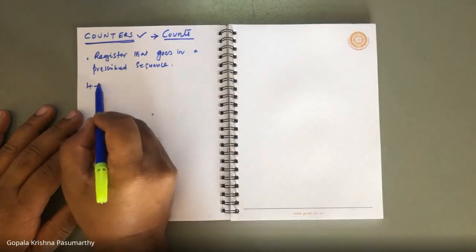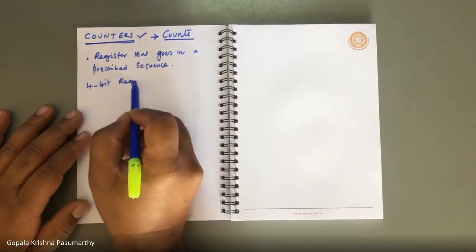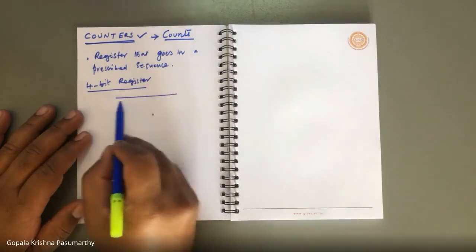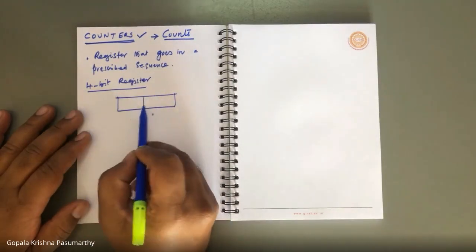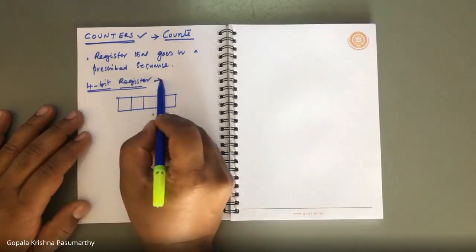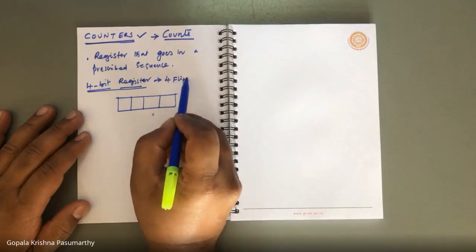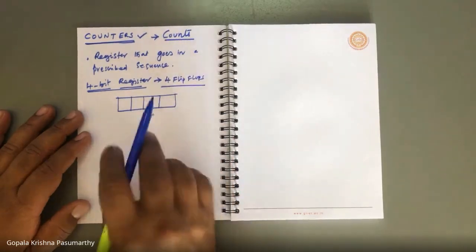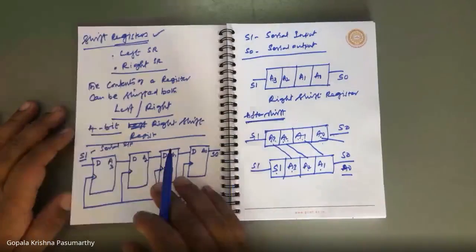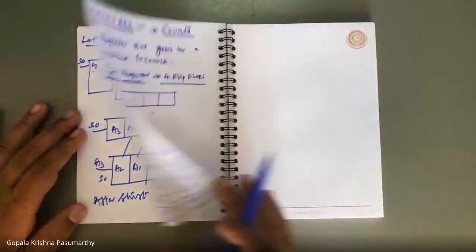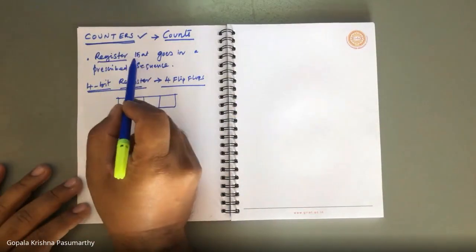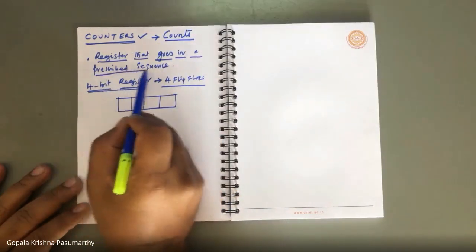For example, you take a 4-bit register. What do you mean by a 4-bit register? A 4-bit register is a register with 4 flip-flops, because already in registers we have come across what a register is, what a shift register is, how serial transfer happens, etc. Now we see what we mean by counter. Counter counts. A counter is nothing but a register that goes in a prescribed sequence.